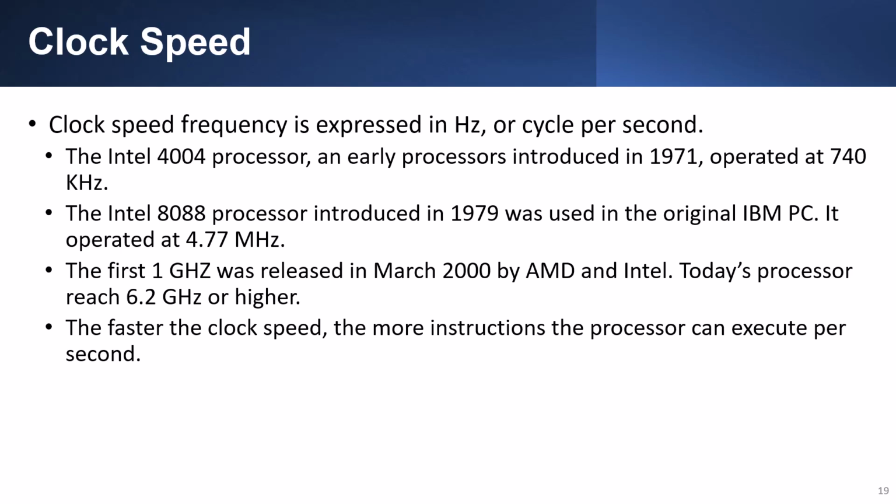Clock speed frequency is expressed in hertz, or cycles per second. In 1971, the early Intel processors operated at 740 kilohertz. In 1979, the Intel 8088 processor, which was used in the original IBM PC, operated at 4.77 megahertz. The first 1 gigahertz processor was released in March 2000 by AMD and Intel. Today, processors reach 6.2 gigahertz or higher. The faster the clock speed, the more actions and instructions the processor can execute per second.